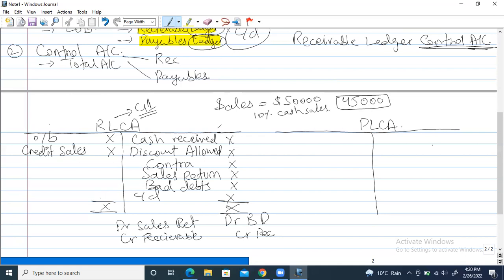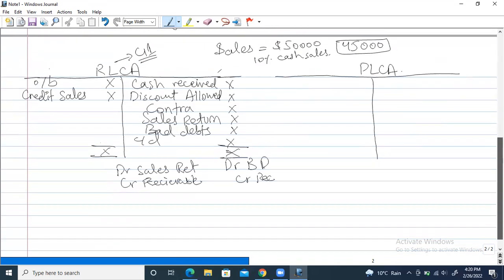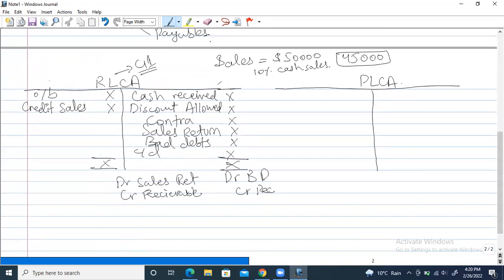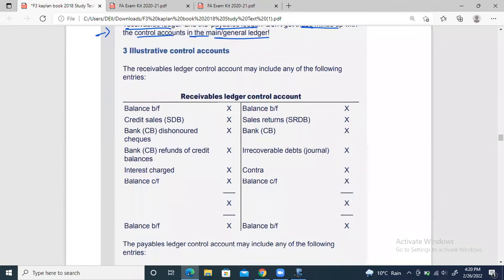But the only difference is that this is reconciliation. We have to compare the control account and the individual account. On the debit side of the receivables, there are bank dishonored checks and refunds of credit balances. These are not often entered into the control account, because I've never seen questions demanding this kind of information, but let's study these as well. Bank dishonored checks is the same concept as yesterday, you remember. Now what happens is that, when we are talking about receivables, remember.